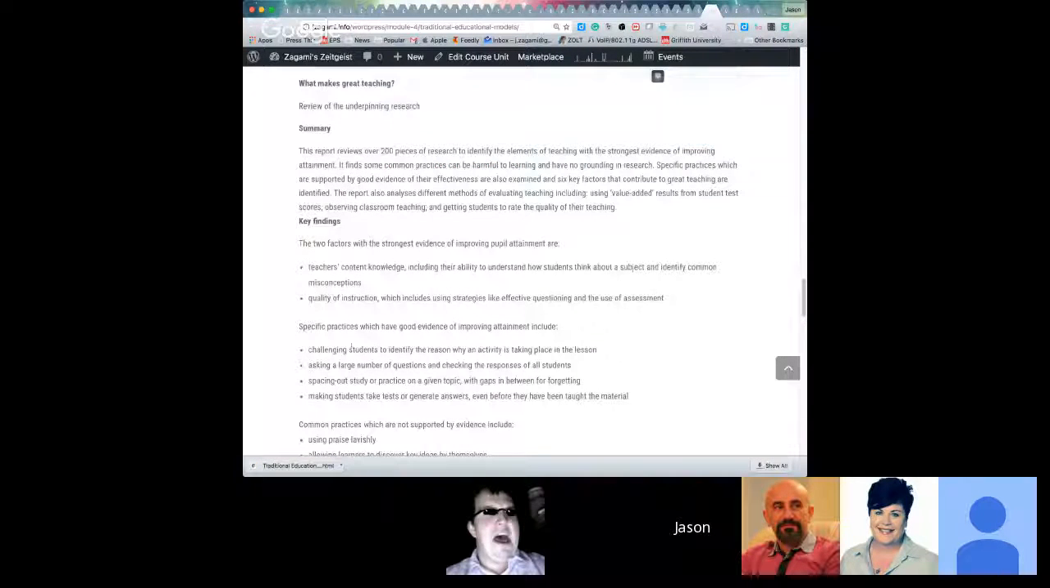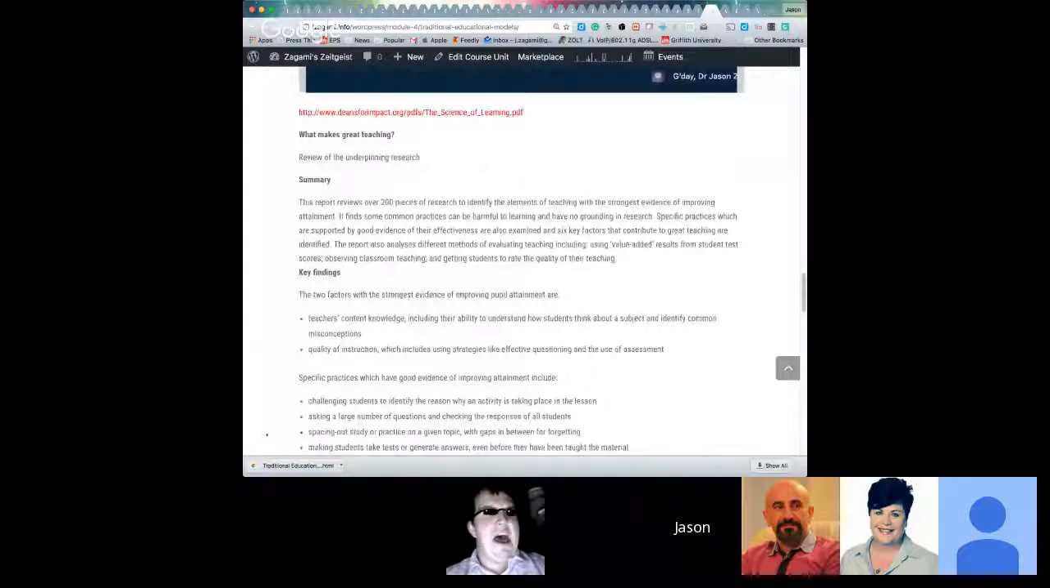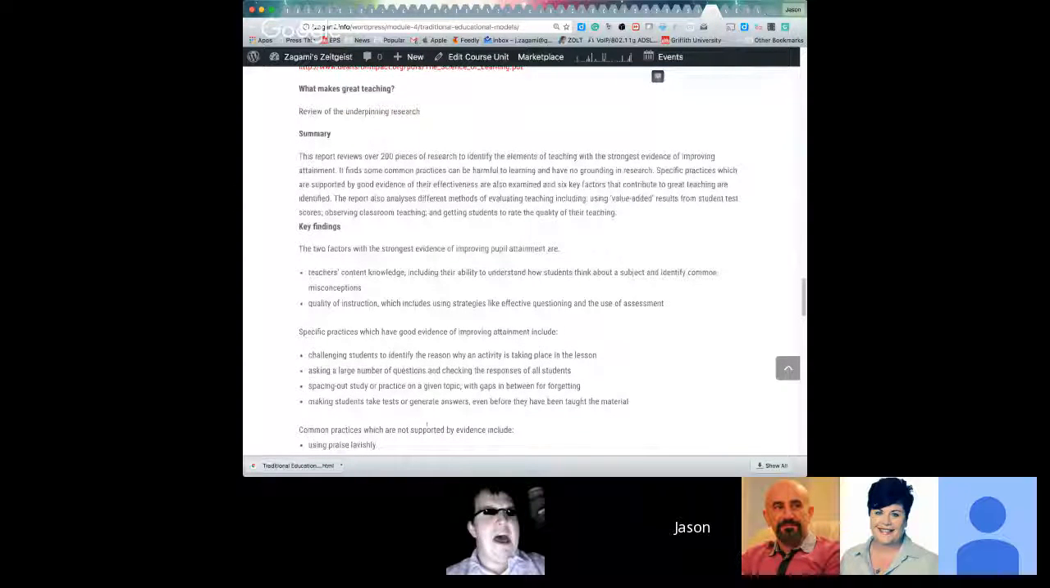They also identified some other good practices: challenging students to identify the reason why something is happening in a lesson, so improving their metacognitive understanding of the learning process, getting them involved with understanding why you're doing something in a particular way as a teacher. Asking a large number of questions and checking the responses of all students. There's quite a number of studies showing how few students in a class get asked questions. On average, most students only get asked one or two questions a day, and that's in reasonably good schools.